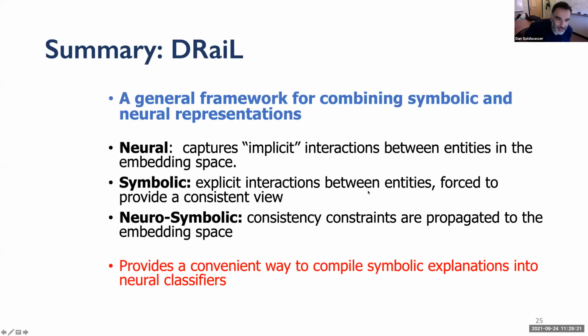Okay, so in summary, Derail is a general framework for combining symbolic and neural representation. We can model dependencies either over the neural space or over the symbolic space using probabilistic inference.